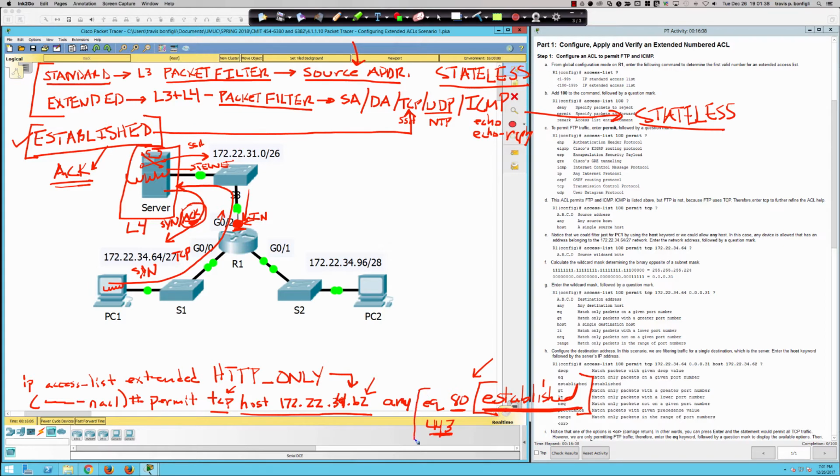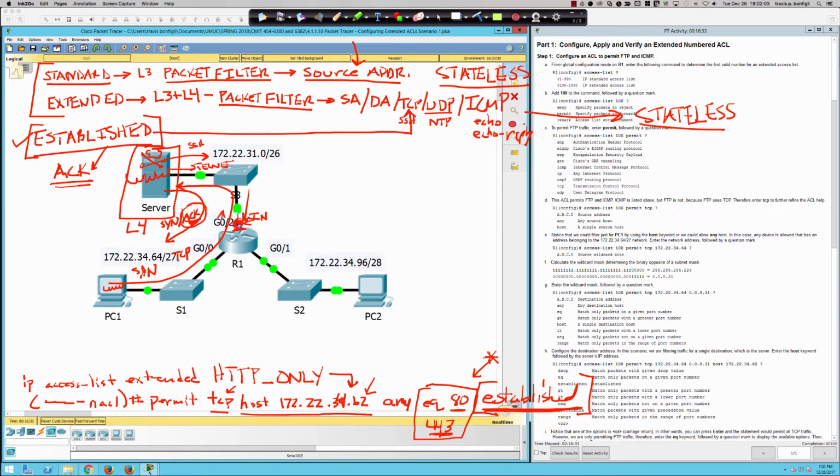And now that I'm looking at this, I don't believe, and I'd have to double check again, I'm doing this from memory, I don't believe we need to put the equal 80. But I think you do. And again, let me double check on that. I'm not sure if we need to do that or not. So I'll come back to that. But again, that's the established keyword, and that is exactly what it's doing.